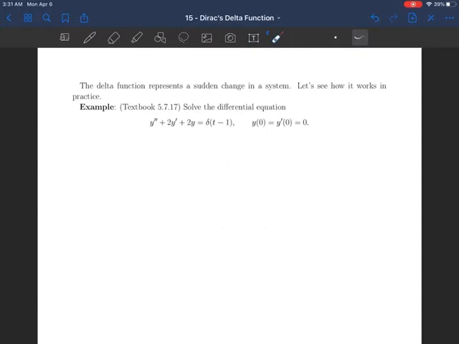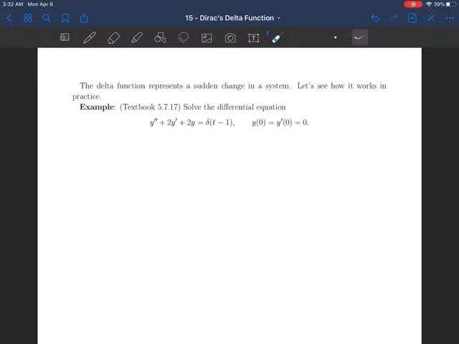Okay, so let's use this in the context that we usually want to use these things. Let's put it into a differential equation. So remember, the delta function represents a sudden change. Let's see how this works in practice. So here we have a spring system. y'' + 2y' + 2y = delta(t - 1). So we have a spring. If we do a little bit of analysis on this, you'll see that this is an underdamped spring.